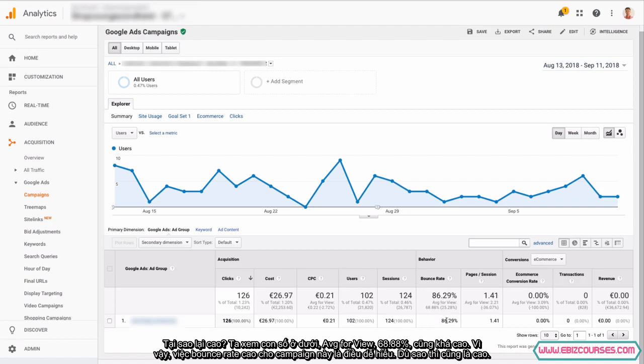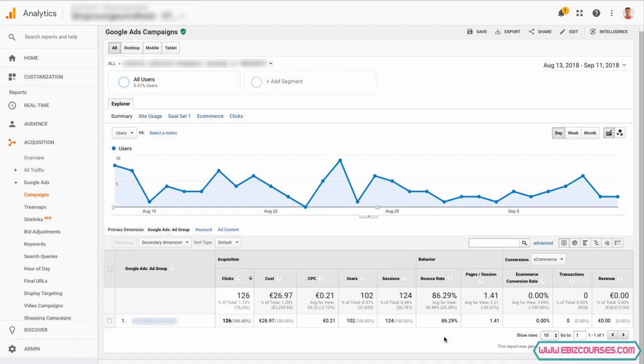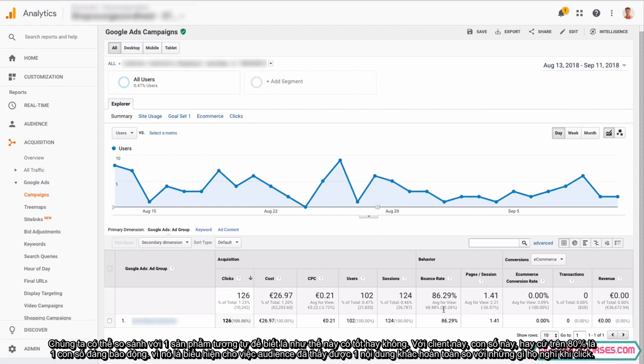But nevertheless, this is pretty high. If we look at the other metric, pages per session, on average, people see 1.4 pages during their session. And if you take a look at the average for the view, that's about 2.2. So on average, people look at more products. But again, those averages are in many cases for the whole website, so it's all kinds of traffic, including people coming from other channels onto your website. You can find out if this is good or bad by comparing it with similar types of products. So look at another campaign and evaluate if this 86% is high.